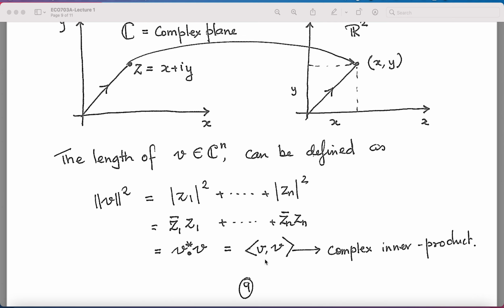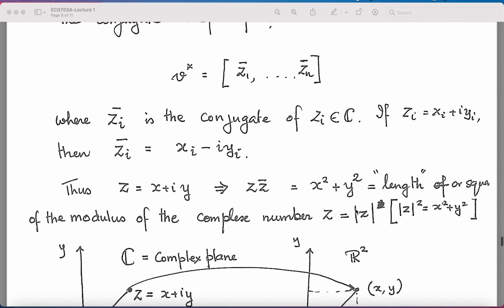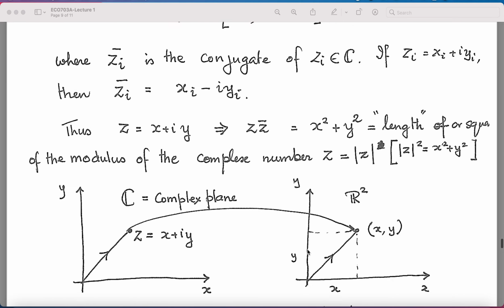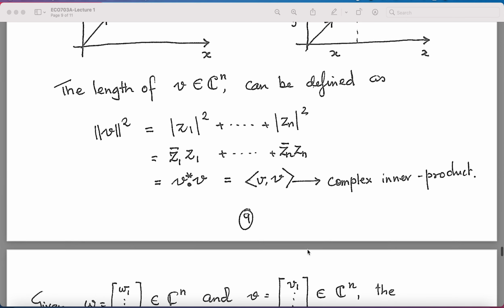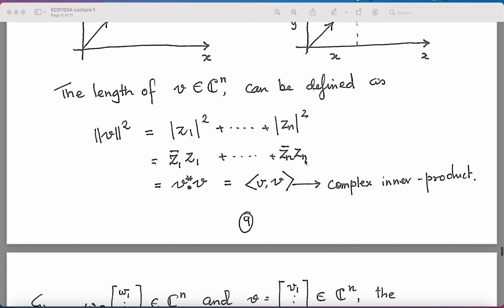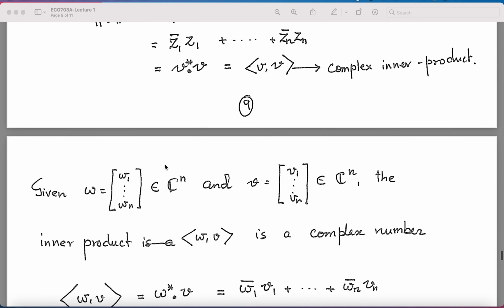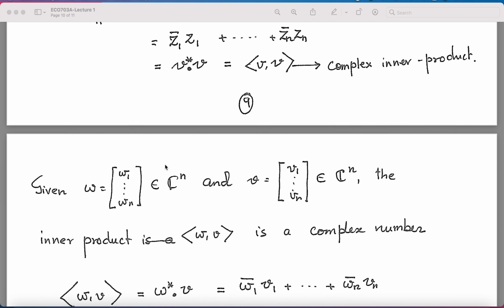You can use this as a complex inner product. Now, suppose I had not taken the conjugate, what would have happened? Basically this would become z1 square plus ... plus zn square, which is a sum of complex numbers. So, the norm square would become a complex number. But lengths are not complex numbers, lengths are real numbers, and that is why you have to take this conjugate structure, and that is why the notion of Hermitian comes into play: you do not just take a transpose, but you take a conjugate transpose. There are a lot of interesting things in this whole issue.